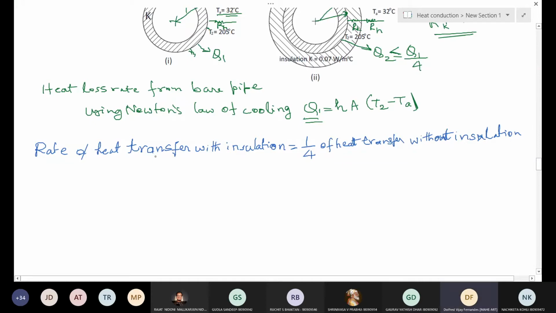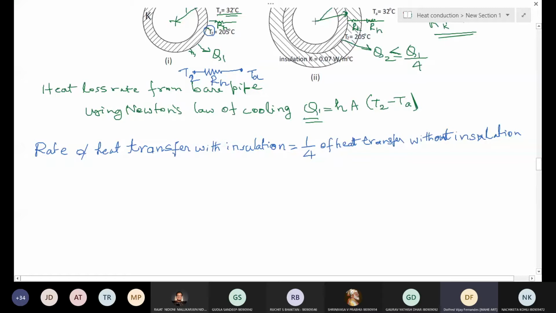Okay, we can talk about the resistance. Here we have only one resistance. What is that? RH. Convection resistance. So the temperature of the surface here is T2, and the air temperature is 32. Between that there is only convective resistance.